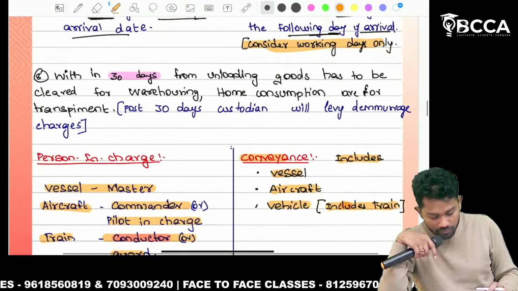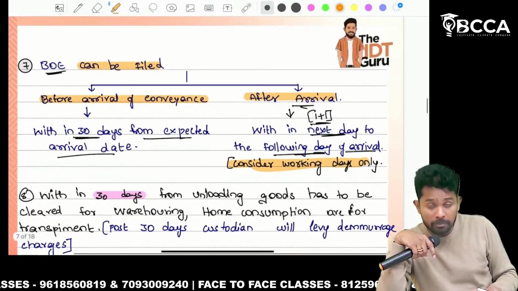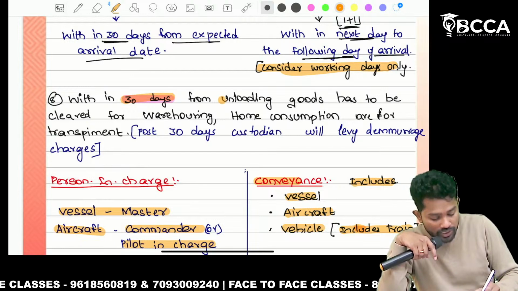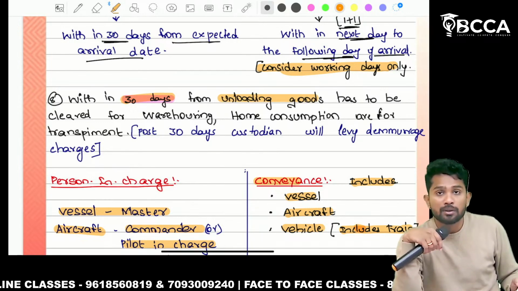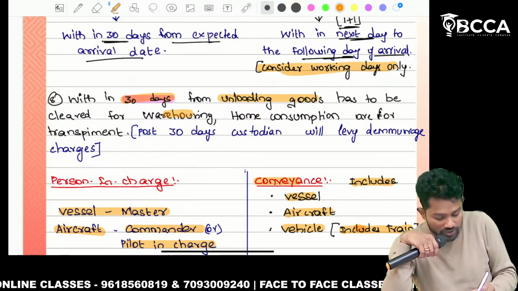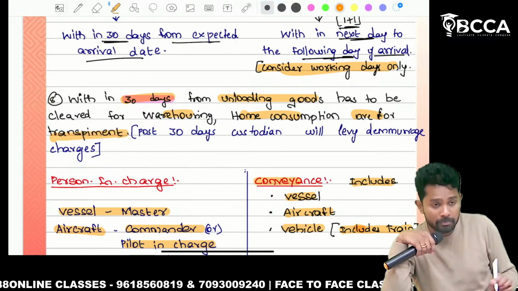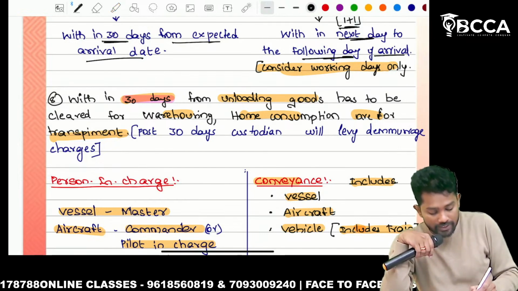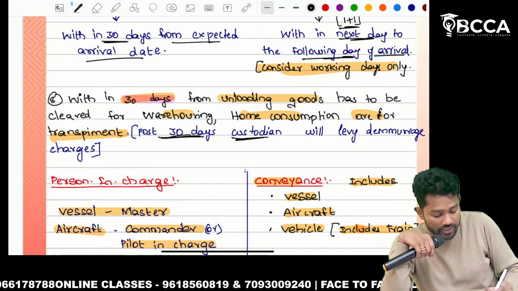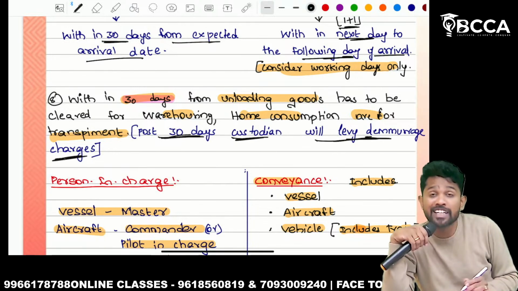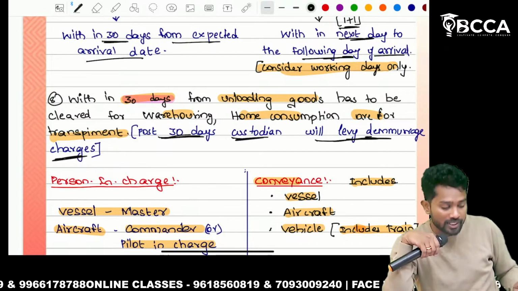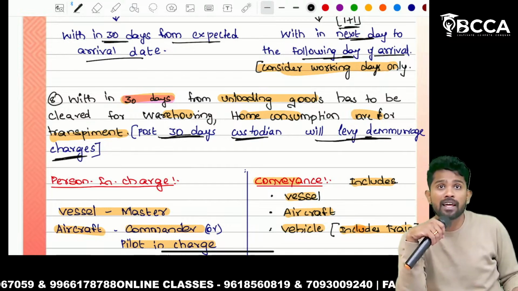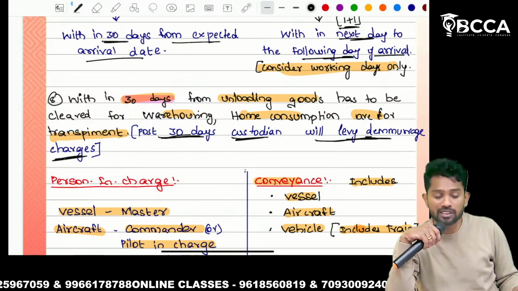Then, once the goods are unloaded, you need to file the bill of entry within 30 days and clear the unloaded goods from the custodian, either for warehousing, home consumption or for transshipment. Transshipment means moving goods to another place. If you don't clear goods within 30 days, the custodian will levy demurrage charges. Demurrage is a penalty for not clearing the goods within the time.